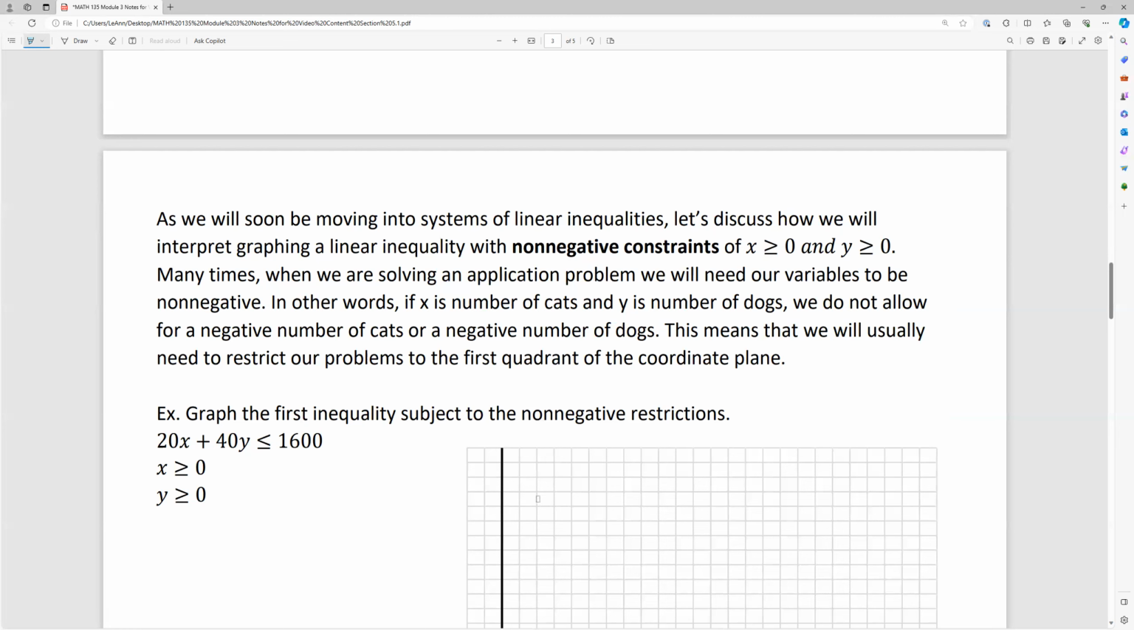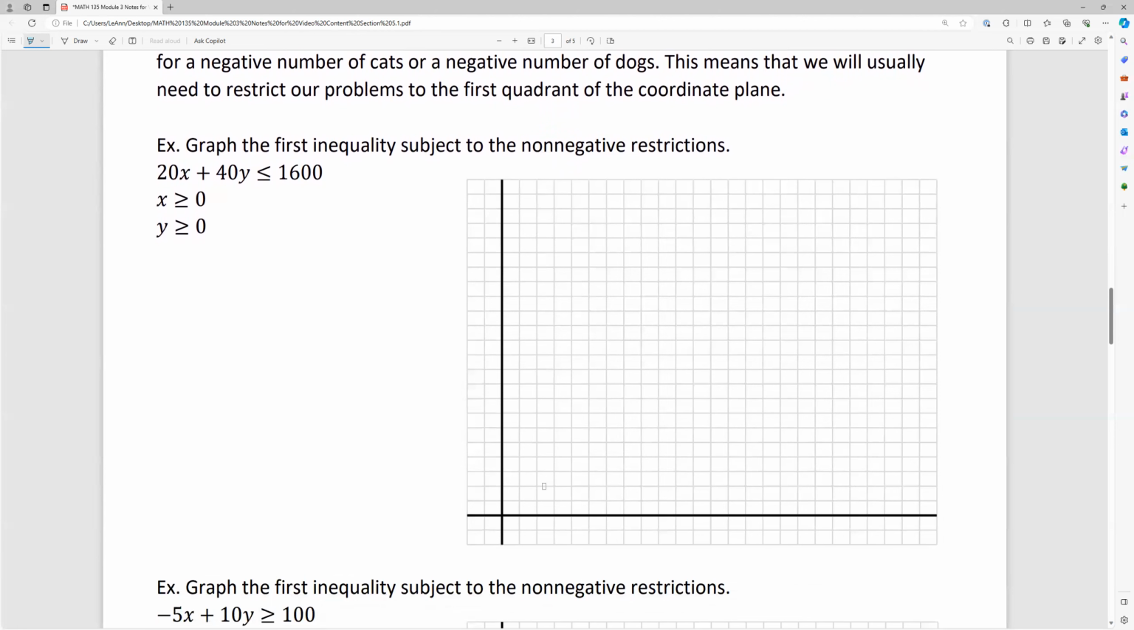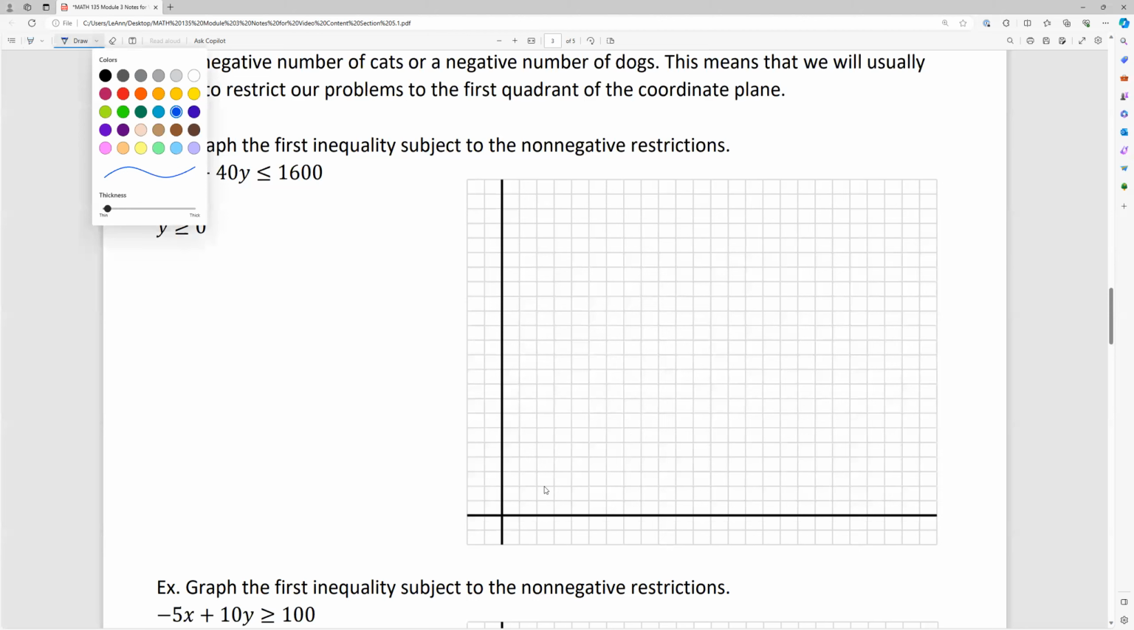So it says graph this first inequality subject to the non-negative restrictions. And this is where you're going to start seeing much larger numbers, because sometimes in our application problems, we do have to deal with large scale values. So this is 20x plus 40y is less than or equal to 1,600. And we also want to make sure that whatever x is, it's not negative, but it can be equal to 0 and it can be positive. So that's what we call non-negative. y also needs to be equal to 0 or positive. So we want to make sure we're in quadrant 1 only.